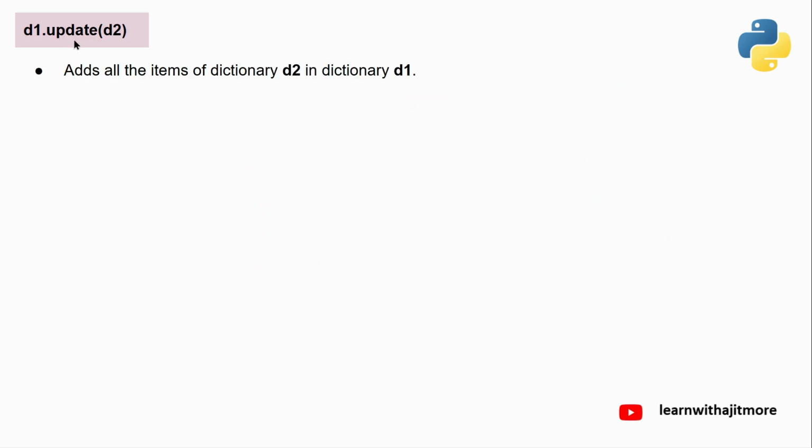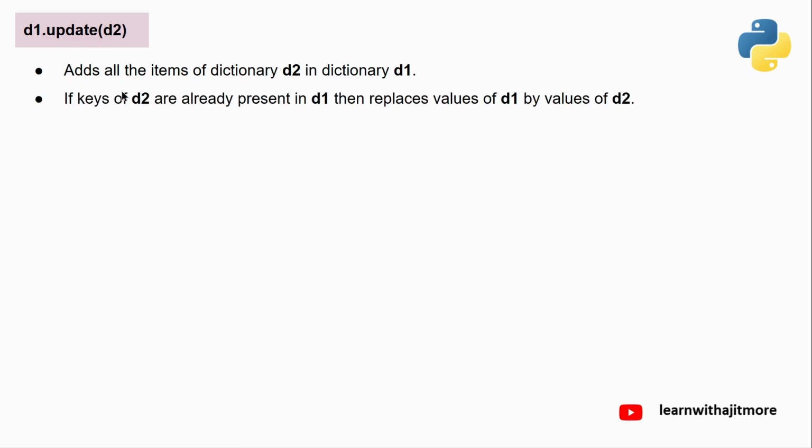See. So what update does, it will add all the key value pairs of D2 in D1. That is, all the items of D2 are added in D1. If keys of D2 are already present in D1, then it will just replace the values of D1 by D2's value. D2 के value वहां replace हो जाएंगे.